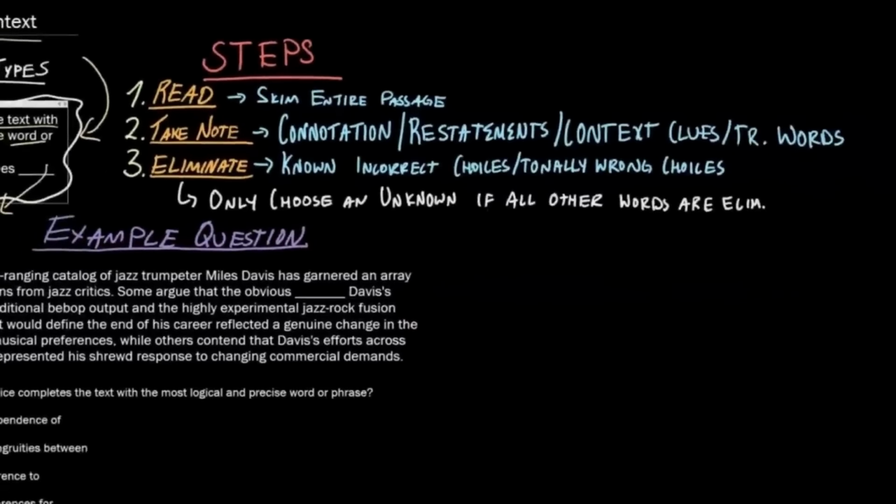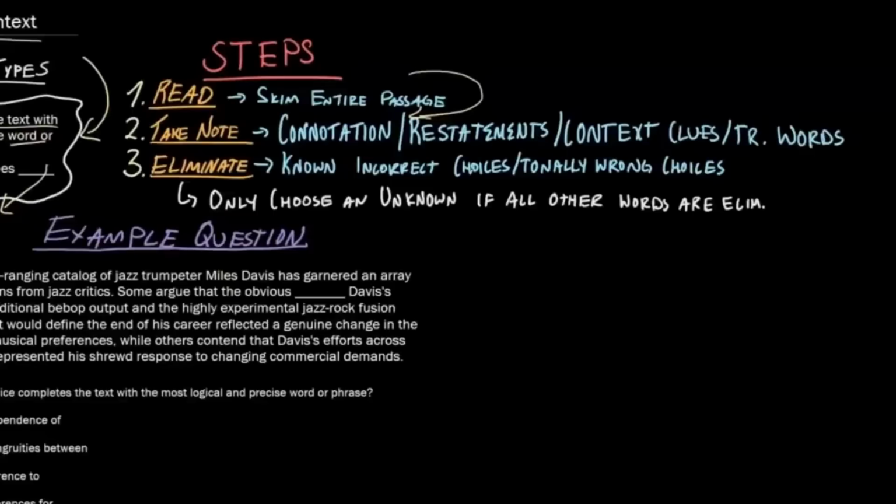Now here's how you're going to solve one of those. The first thing we're going to do is skim the entire passage. You want to skim the entire passage so you can get a general idea of the connotation of the passage. So what kind of tone are we striking here? Are we informational? Are we happy? Are we joyful? Are we gloomy, etc.?